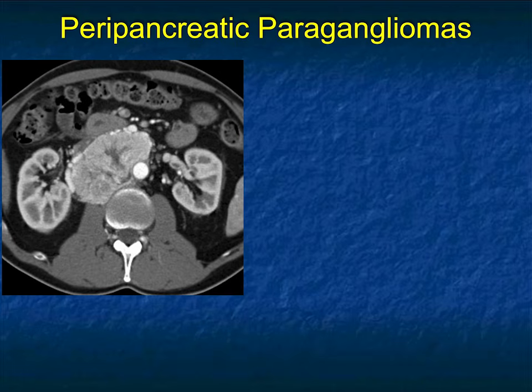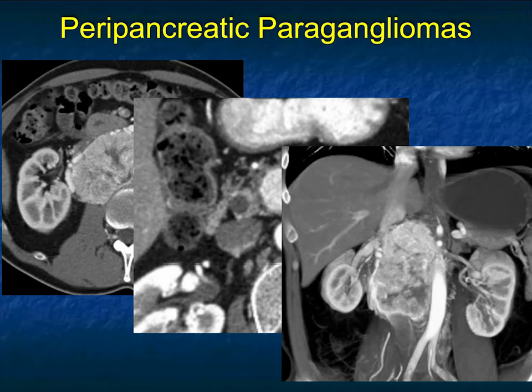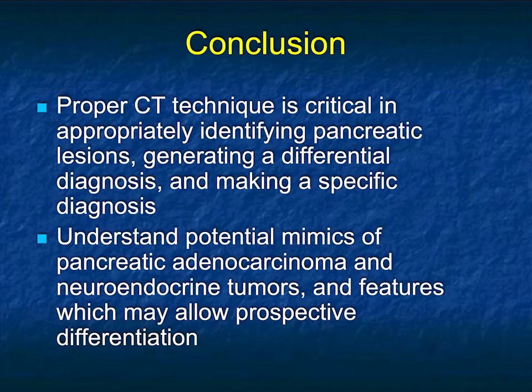We talk about unusual tumors that are near the pancreas, paragangliomas. Paragangliomas are basically extra-adrenal neuroendocrine tumors. They can look like neuroendocrine tumors. Again, they could look just like a pheochromocytoma. We talk about that. But a really nice example, 3 different cases of peripancreatic paragangliomas.